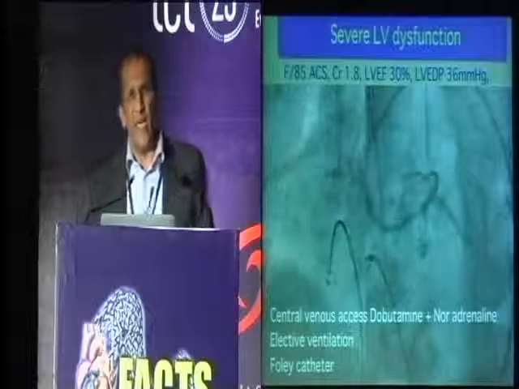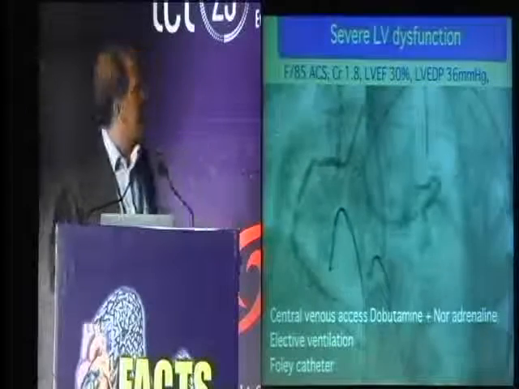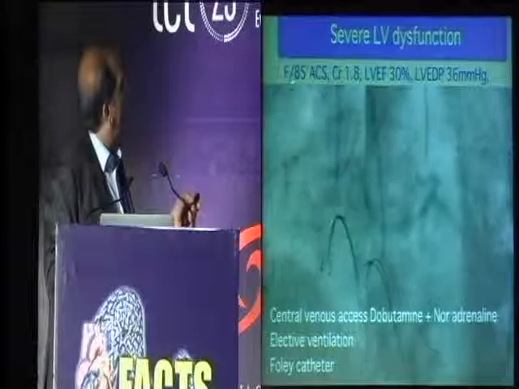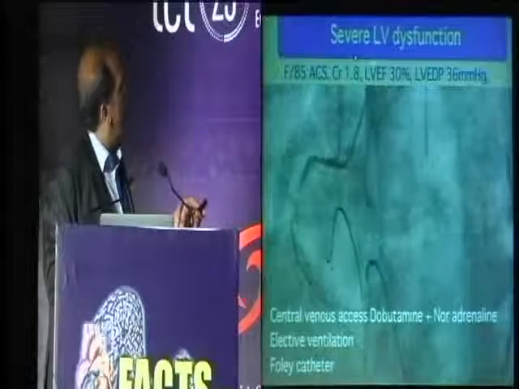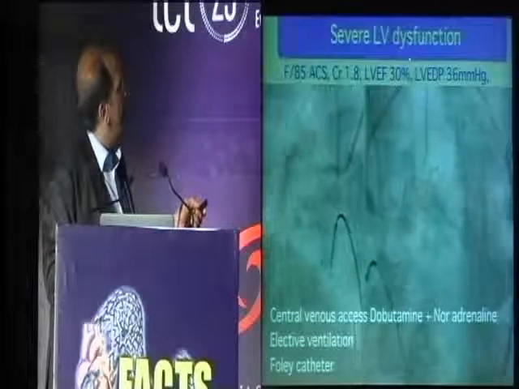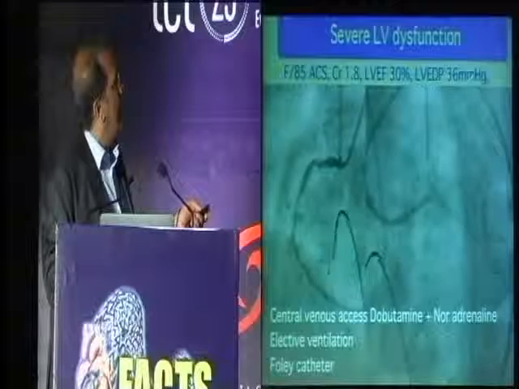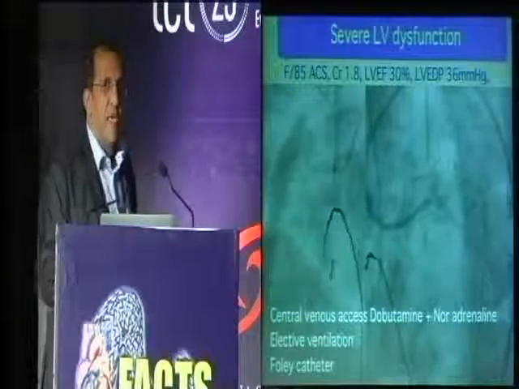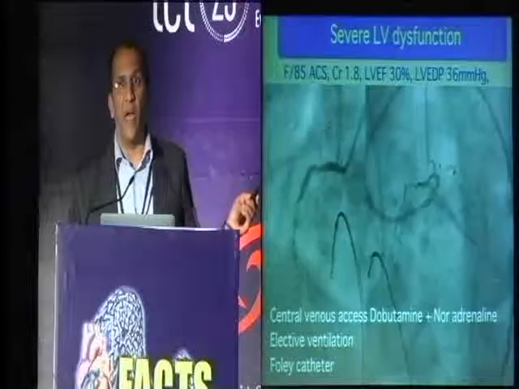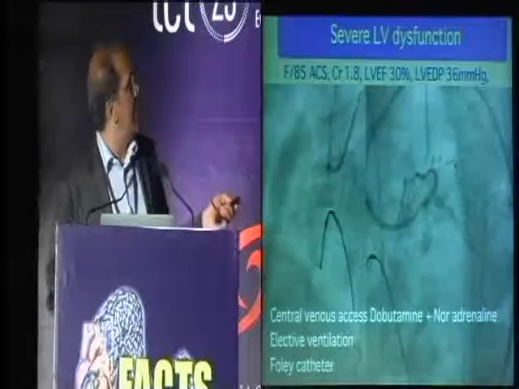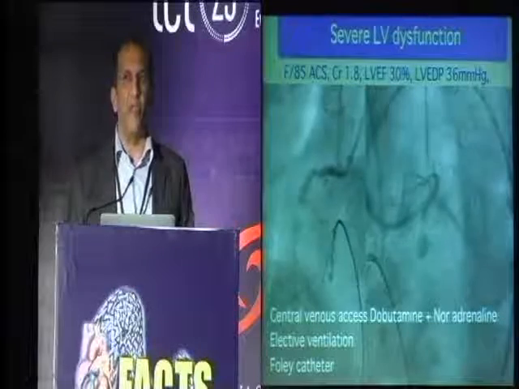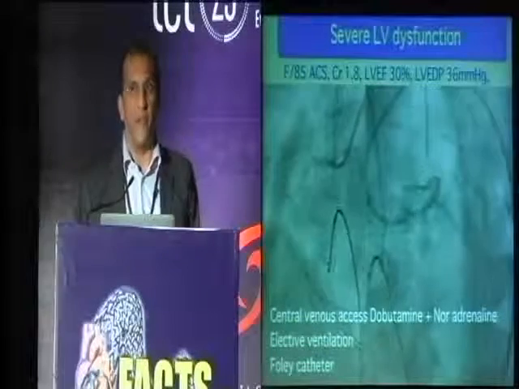And this is a classic example of one of our cases. Typically, an elderly lady of 85 with acute coronary syndrome, creatinine of 1.8, left ventricular ejection fraction on echo of 30%, and LV end-diastolic pressure of 36. If you start doing PCI and angiograms on this patient, very soon you'll see that this patient goes into florid pulmonary edema with cardiac arrhythmias.